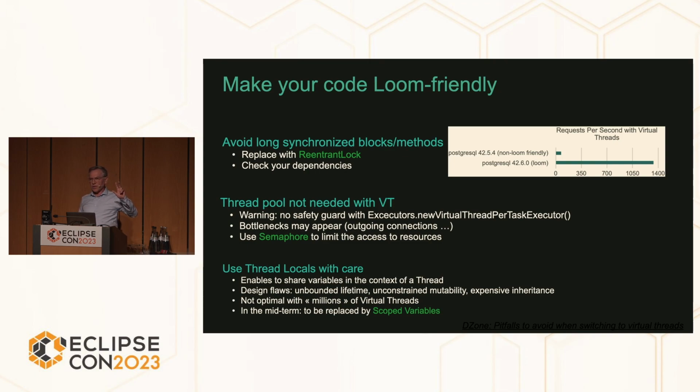These design flaws are acceptable with hundreds of platform threads. They are not with potentially millions of virtual threads. So remove as many thread locals as possible. Thread locals are intended to be replaced by scoped values. Unfortunately, scoped values have for the moment been delivered in preview mode with Java 21.